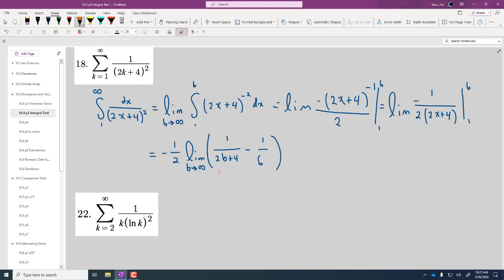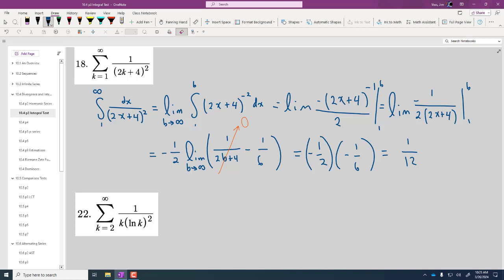And what is true about this fraction right there? Where's that fraction going to as b goes to infinity? 0. That's going to go to 0. So that tells us that our overall limit is negative 1/2 multiplied by negative 1/6, which is equal to 1/12. So 1/12 is a finite number. That means the improper integral converges to 1/12.